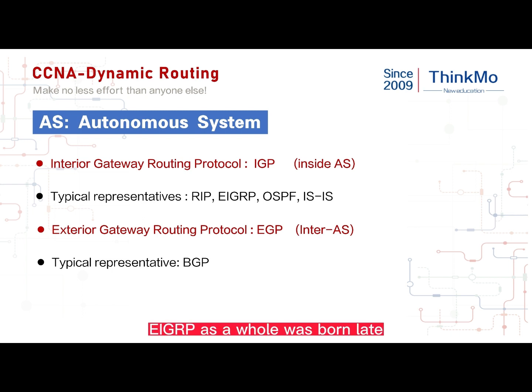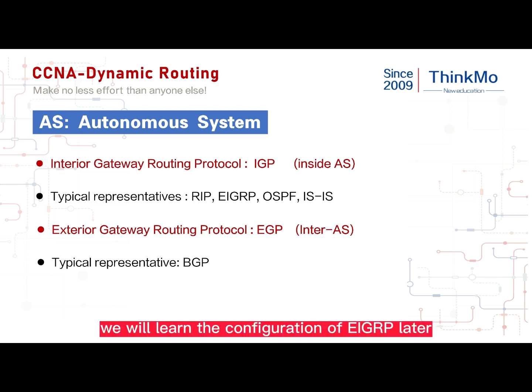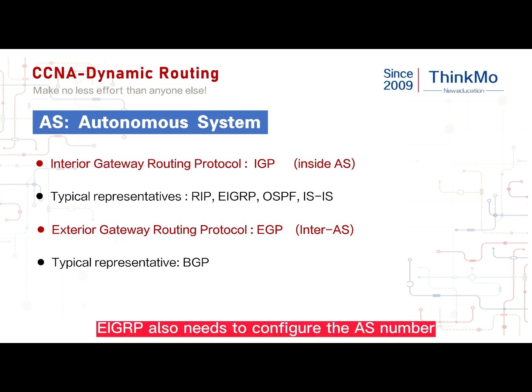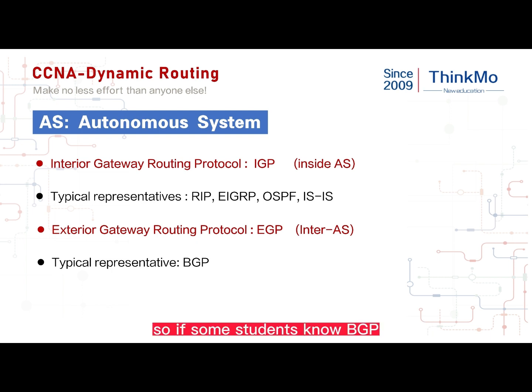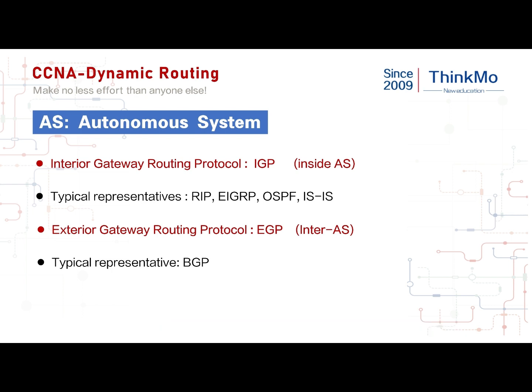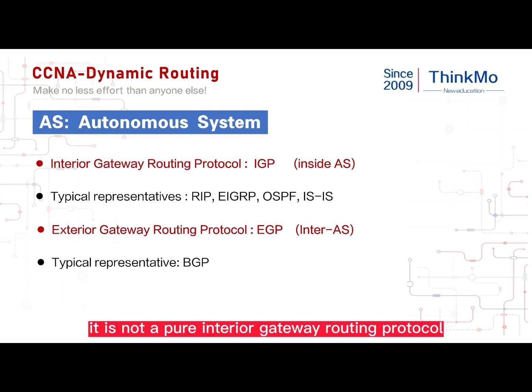EIGRP as a whole was born late. That is, it appeared late. We will learn the configuration of EIGRP later. You will find EIGRP also needs to configure the AS number. So if some students know BGP, you will feel very kind, because only the public network, that is, between ASs, requires the AS number. So when you come across a protocol where the AS autonomous system number needs to be specified, it means that it can run between autonomous systems. It is not a pure interior gateway routing protocol.